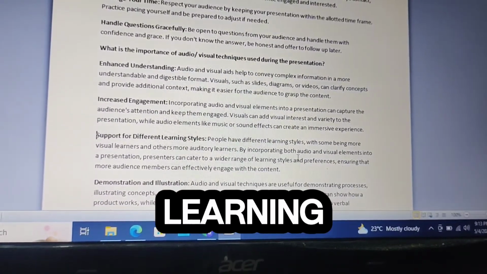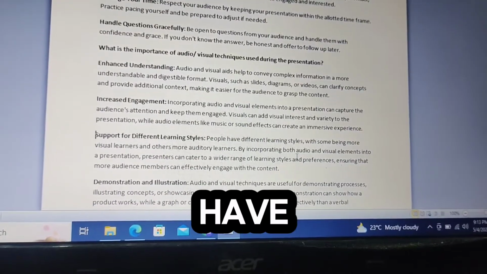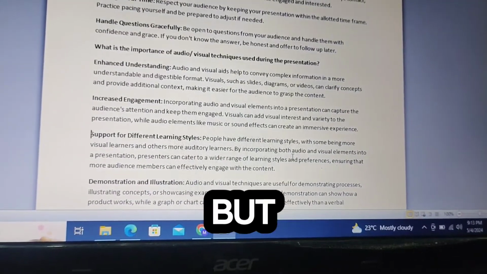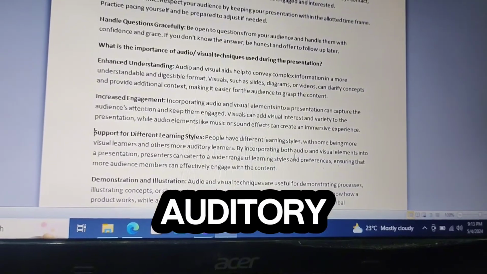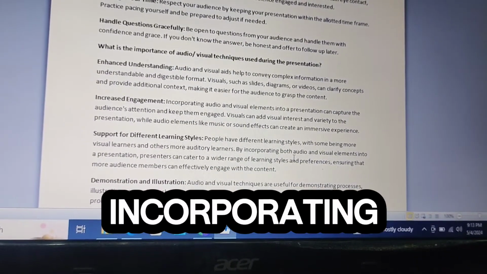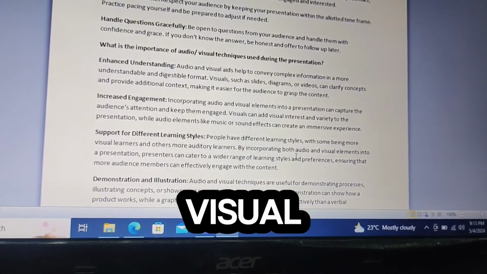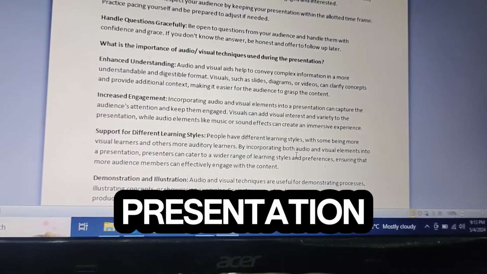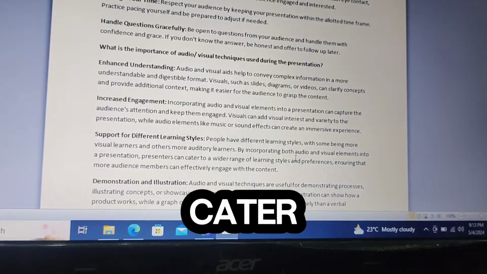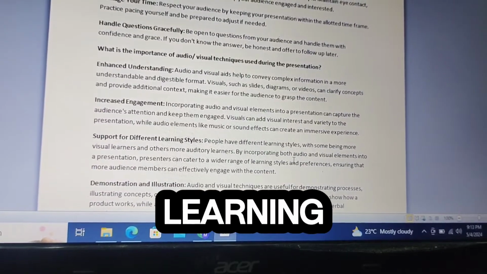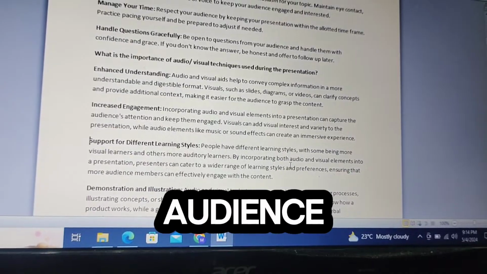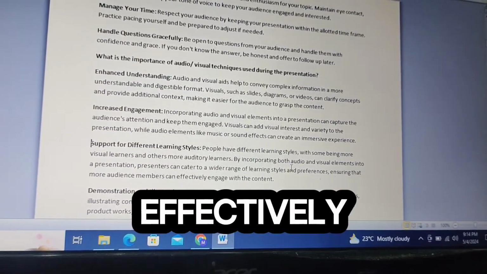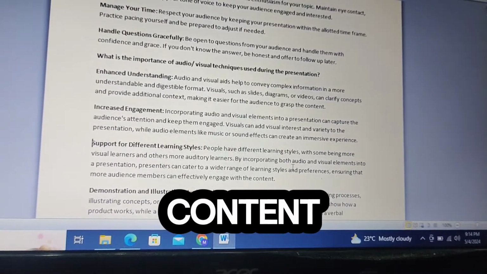Support for different learning styles. People have different learning styles, with some being more visual learners and others more auditory learners. By incorporating both audio and visual elements into a presentation, presenters can cater to a wider range of learning styles and preferences, ensuring that more audience members can effectively engage with the content.